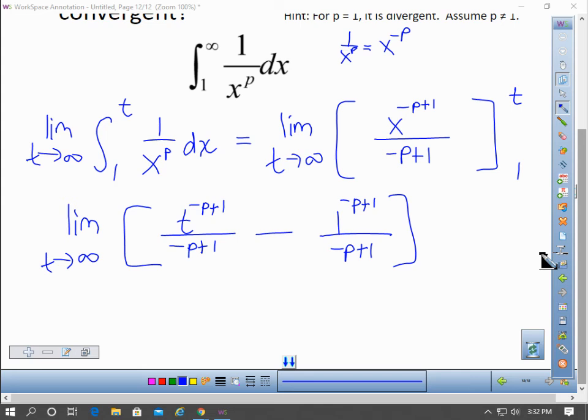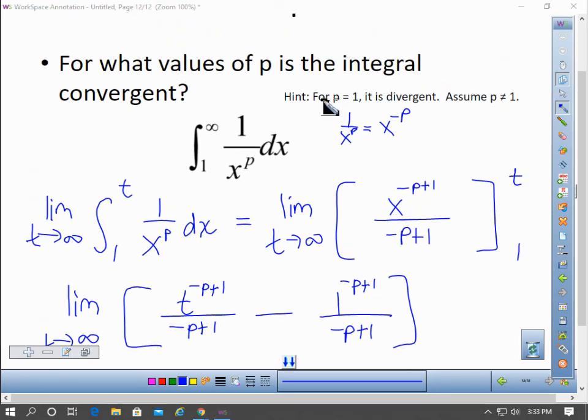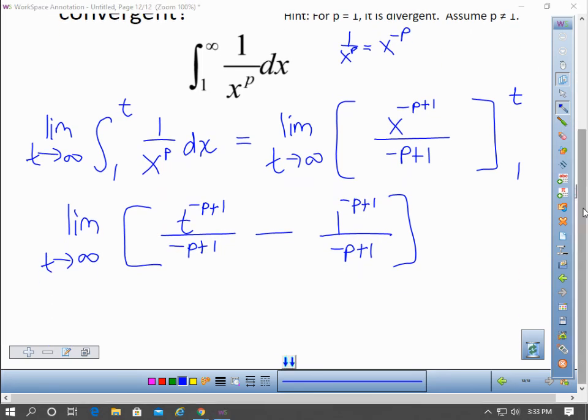So now we just want to think about what happens. T is going to go to infinity. Okay, so this right here is going to be infinity to some power. So we just got to figure out what is happening here when p is either greater than 1 or less than 1. Because we know that when p is equal to 1, we get divergence. So we're assuming p is anything but 1. So let's think what happens when p, I'll do the easier one first, when p is less than 1. So what's going to happen if p is less than 1?